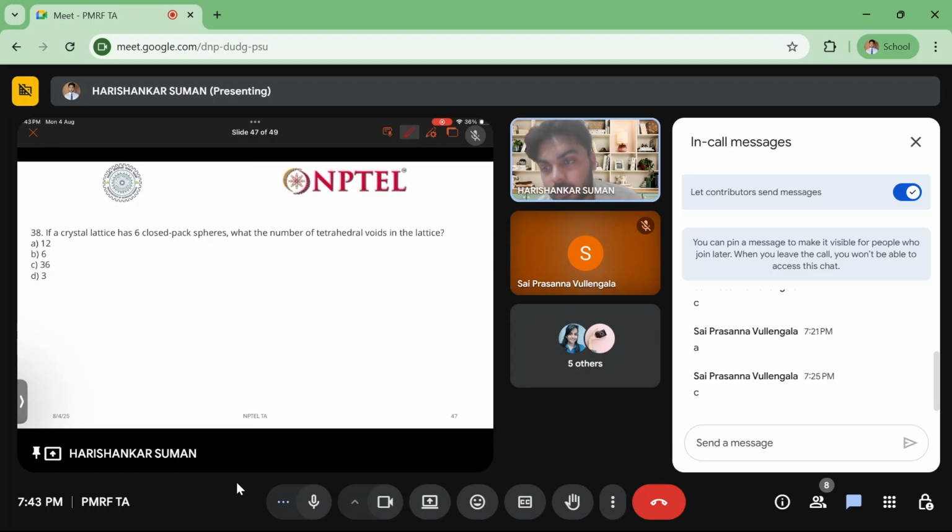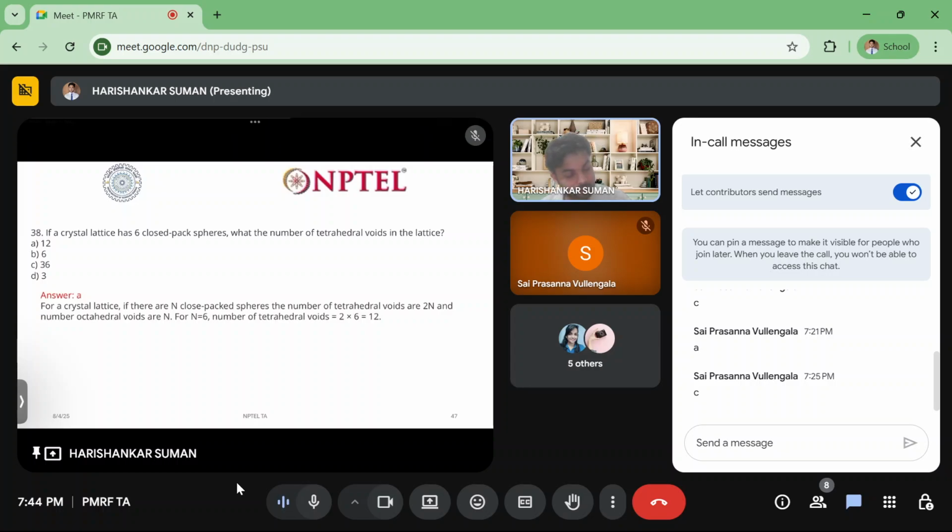Next question. If a crystal lattice has 6 close packed spheres, what is the number of tetrahedral voids in the lattice? So for n close packed spheres, tetrahedral voids are 2n. So n equals 6 here. So tetrahedral voids will be 12, and octahedral voids will be n. Okay, next question.